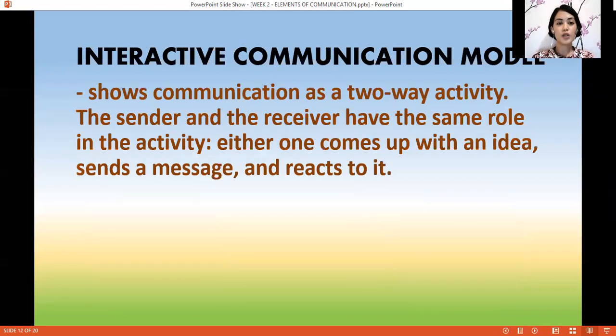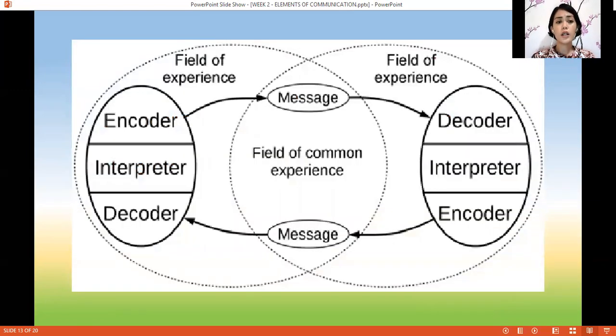Okay, let us proceed now to the interactive communication model. So this shows communication as a two-way activity. The sender and the receiver have the same role in the activity. Either one comes up with an idea, sends a message, and reacts to it. So here you can see that on the right side and on the left side, they are both senders and receivers. They both encode and decode the message. Okay, they have the similar role.